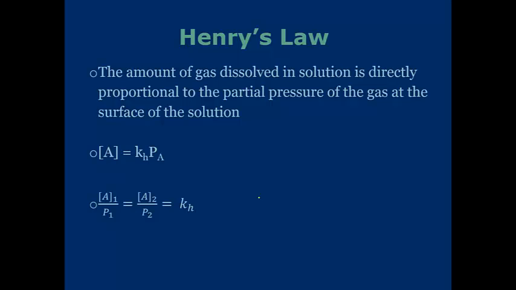A is the concentration of A in solution, Kh is the Henry's constant, which will be provided to you, and Pa is the partial pressure of A. Note that the value of Henry's constant depends on the identity of the gas, which is why it will be provided to you. Note as systems change over time, they're set equal to that constant. Therefore, you can get the equation A1 over P1 equals A2 over P2. It simply states that there has to be a proportional change.